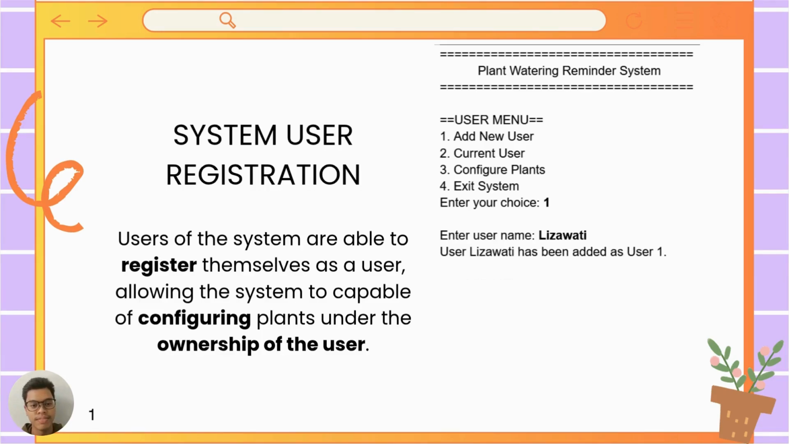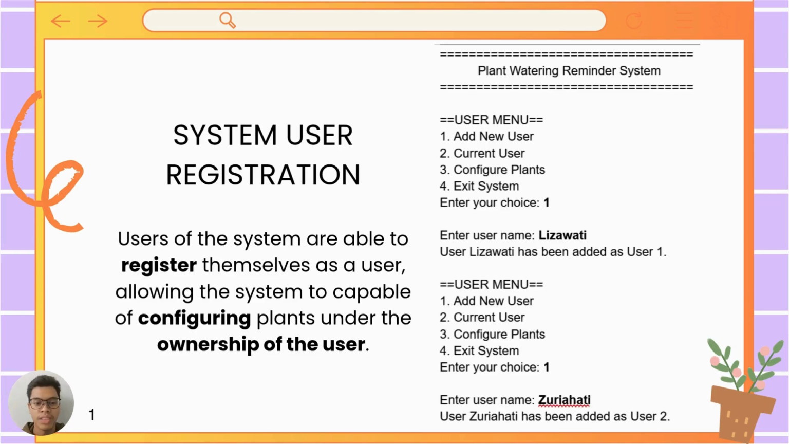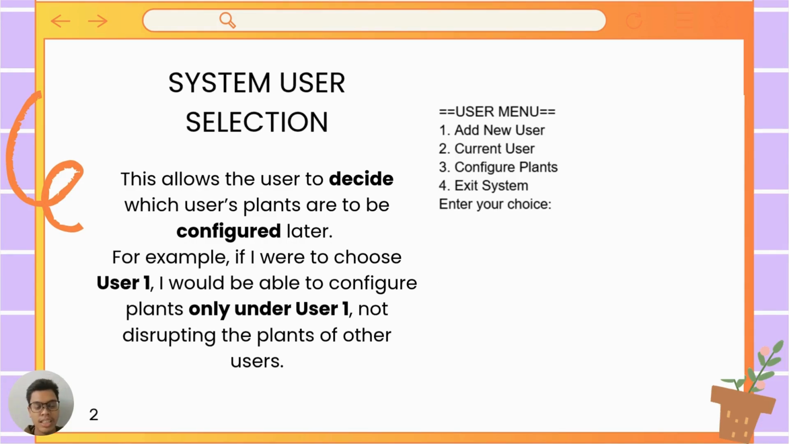As you can see here, I've selected choice one, and we're going to insert the name of the user, and it will be registered as user one, and so on as the number of users increases. So, one until as many users as you want. We're going to add another user. User two.